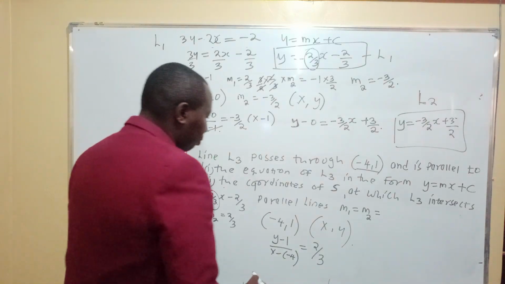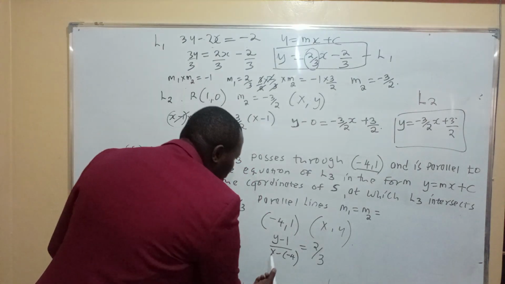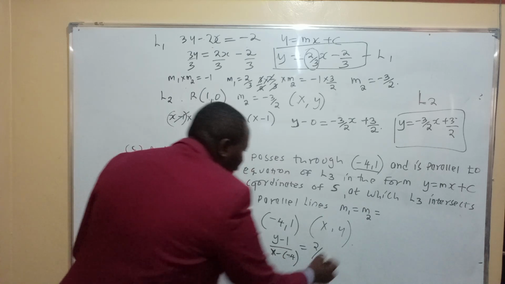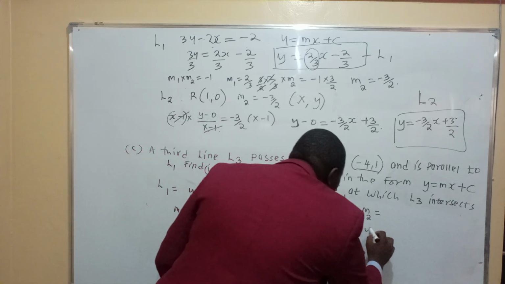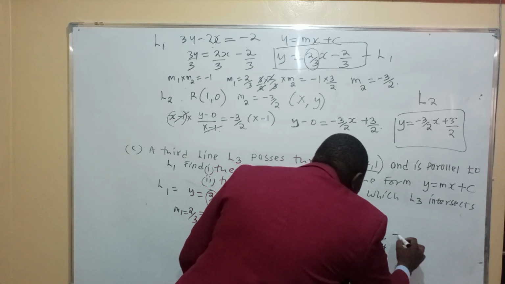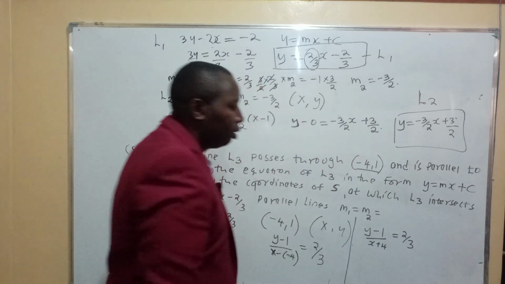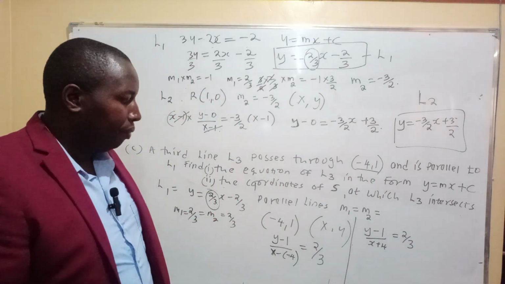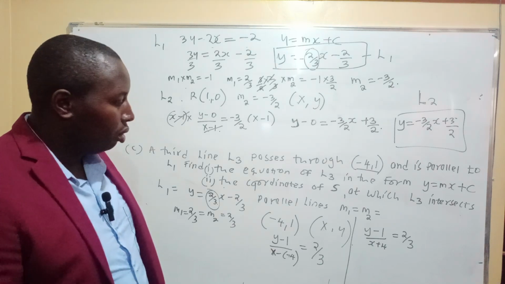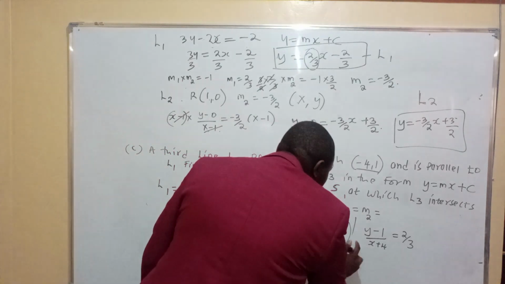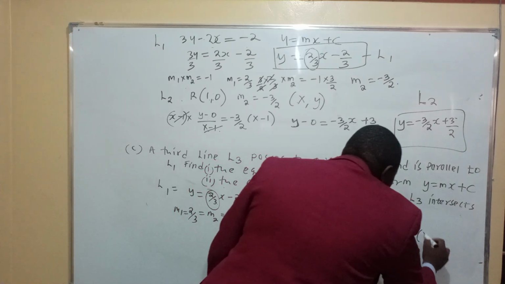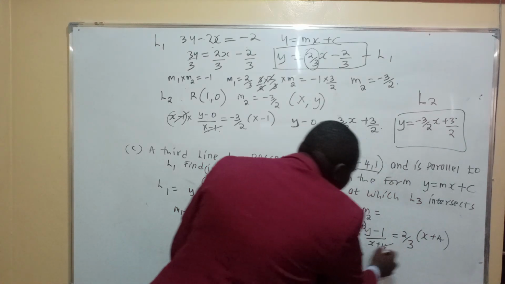Now solve this. The minus and minus come to plus, so you get y minus 1 all over x plus 4 is equal to 2 over 3. Again, you can multiply both sides by x plus 4 to remove the denominator there.